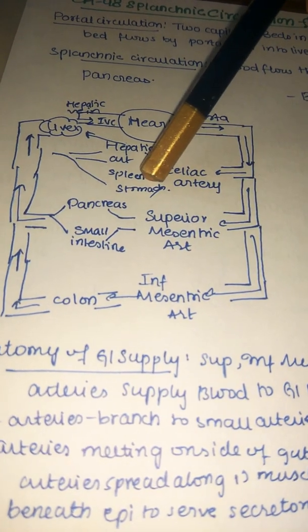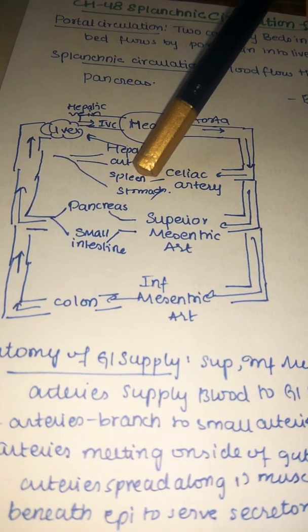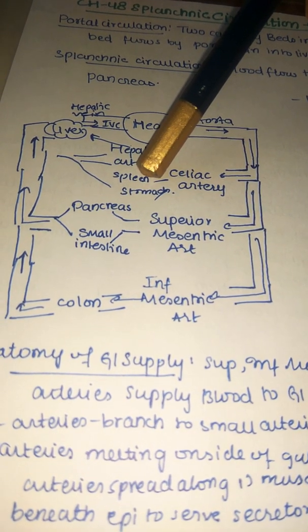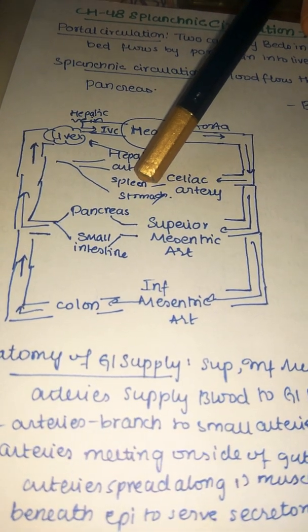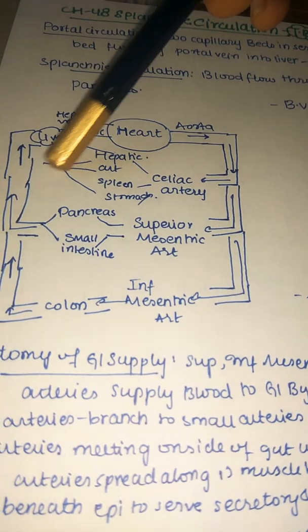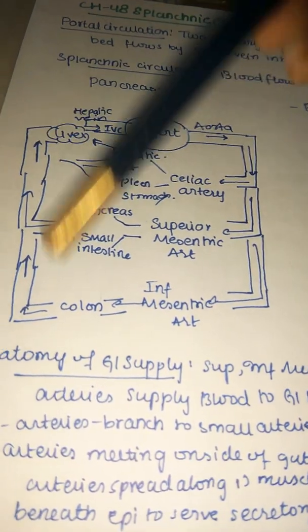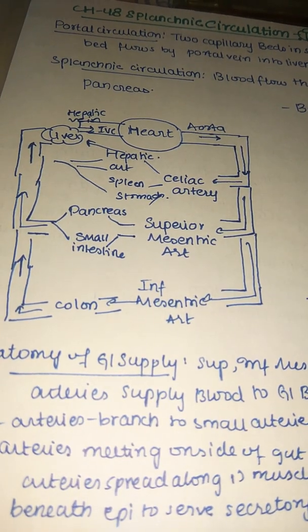After entering the capillaries, the exchange goes on: they exchange nutrients and oxygen with the tissues, and in turn take the carbon dioxide and waste from the tissues back into the venous circulation. Here you can see the venous circulation. From the venous circulation, we know the blood would normally go back to the inferior vena cava.